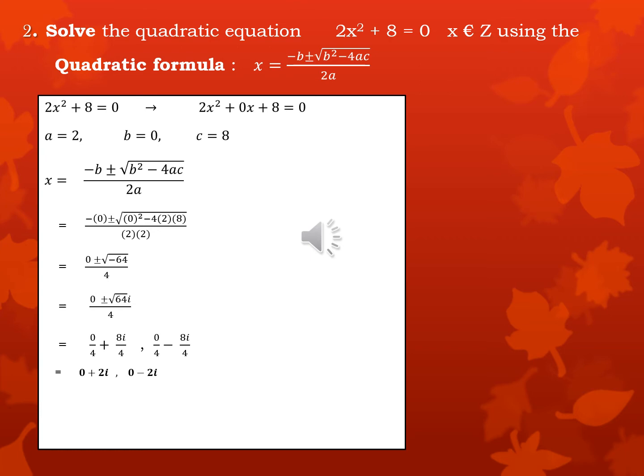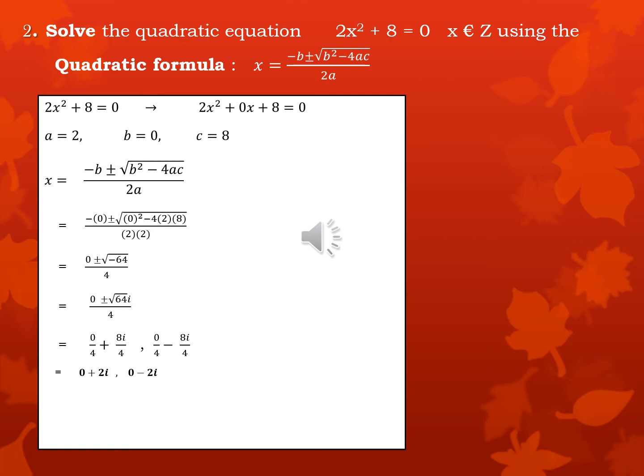Then we need to replace a, b and c in the quadratic formula. Replacing these values gives us negative of 0 plus minus square root of 0 squared minus 4 into 2 into 8 whole thing divided by 2 into 2. Upon simplifying, we get 0 plus minus square root of -64 whole thing divided by 4.